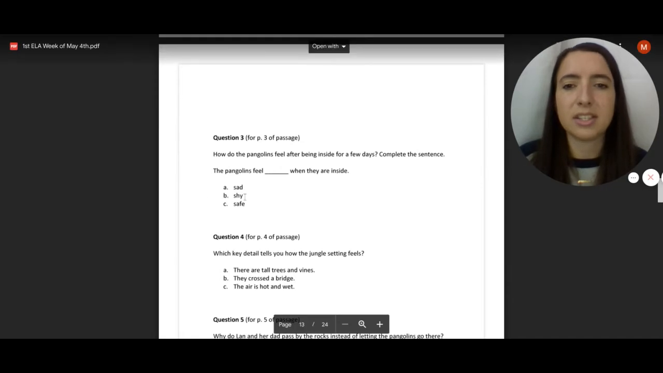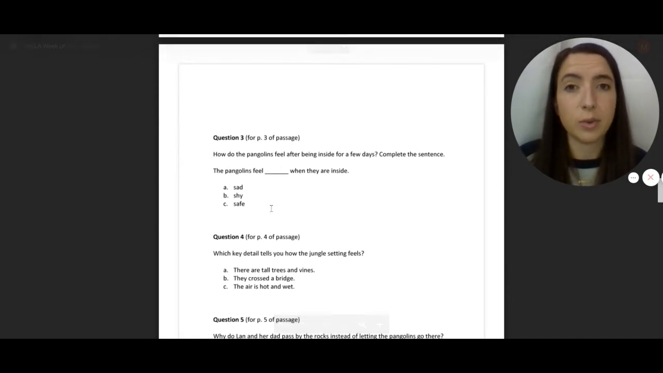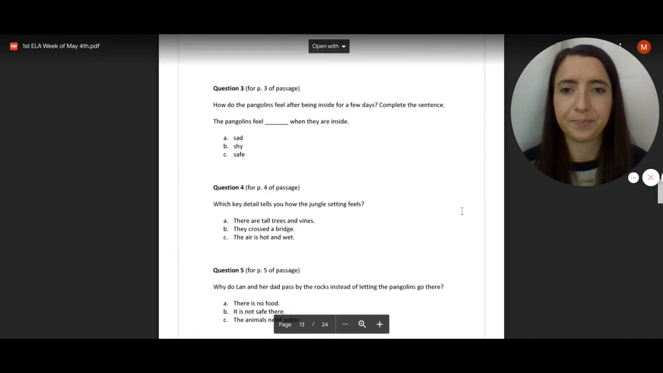It doesn't say that they're sad or shy or safe. You have to think which one describes how the pangolins were. Did they seem sad? Did they seem shy? Or did they seem safe?